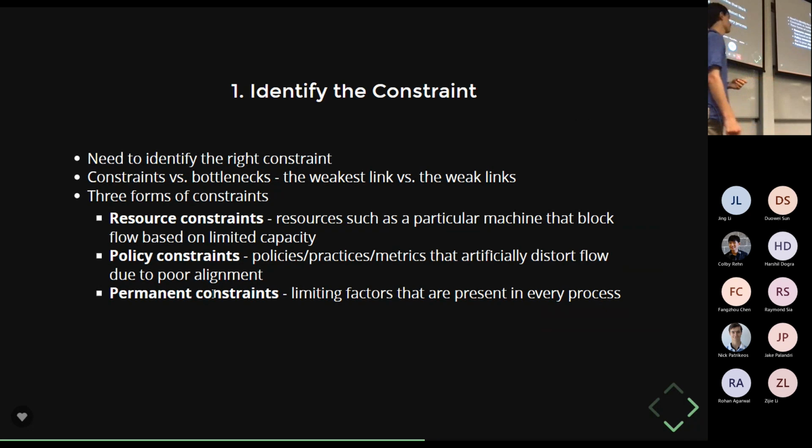There's 3 different forms of constraints, again, with our manufacturing hats on. There's resource constraints, and you can literally think of this in computing, like a particular machine doesn't have the compute power to go through a certain number of records, so that puts a bottleneck in the system. Policy constraints, when we talk about risk, we'll talk about introducing policies and ways of mitigating risk through checks and balances. But sometimes those practices or metrics, they artificially distort flow and they slow things down needlessly. So they provide constraints as well. And the last one is permanent constraints, which is just the things that are part of, they're sort of like essential complexity in a software problem, things that you can't necessarily get rid of.